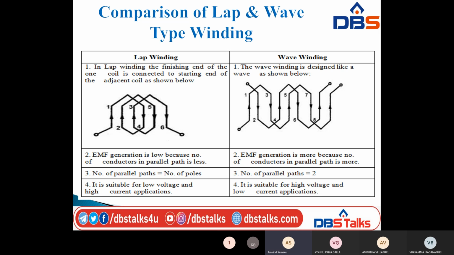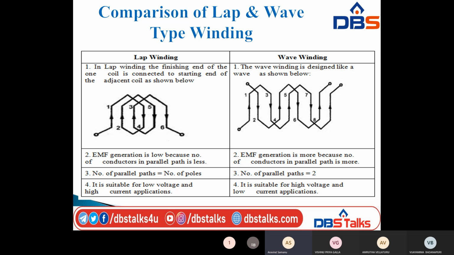Okay. Next, the second difference is EMF generation. It is low in the lap winding because the number of conductors in parallel paths is less. Compared to that, in the wave winding, EMF generation is more because the number of conductors in parallel paths is more.